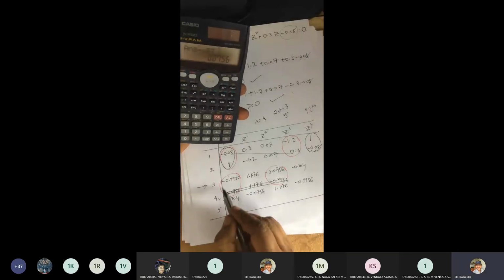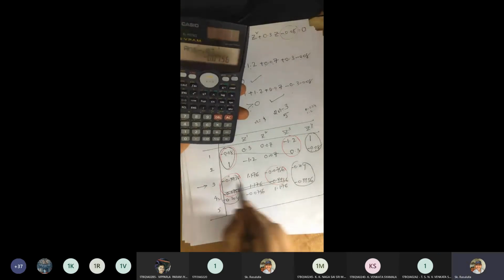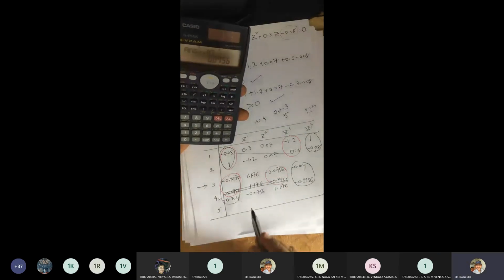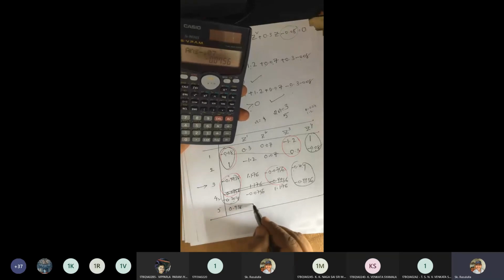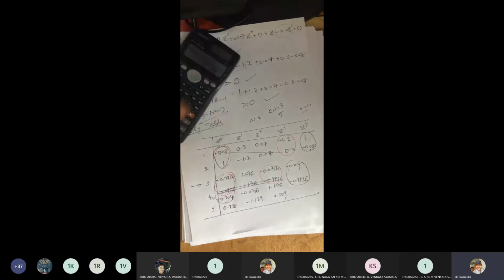You take the determinant of these two. That means minus 0.99 into minus 0.99 minus the other product. If you do like this, you will get plus 0.938 minus 1.129, which is 0.309. So a calculator is a must for this problem. You have formed the jury table.